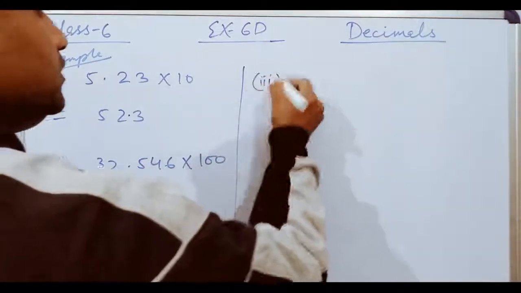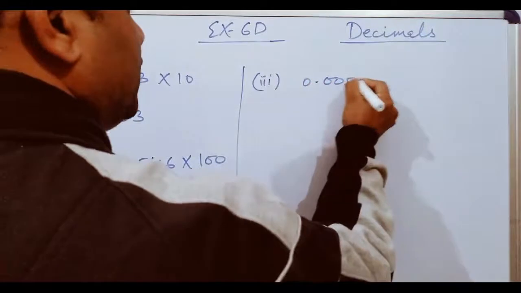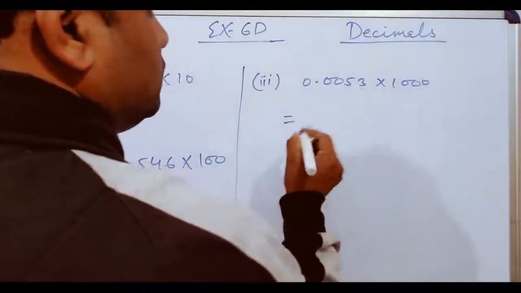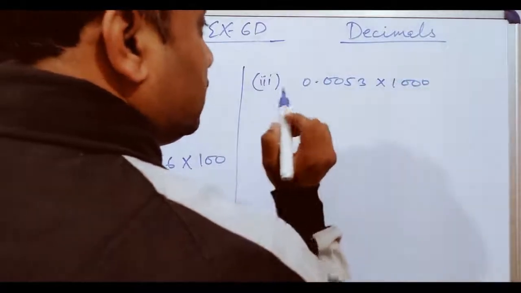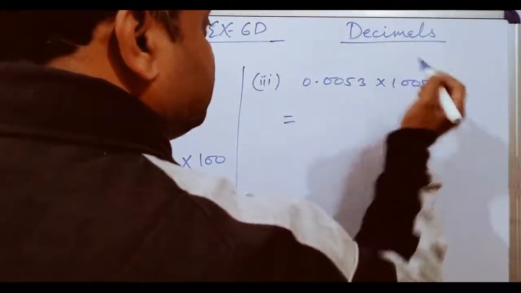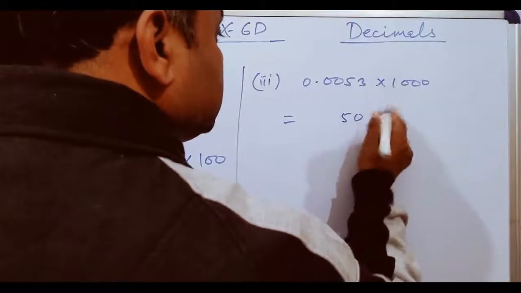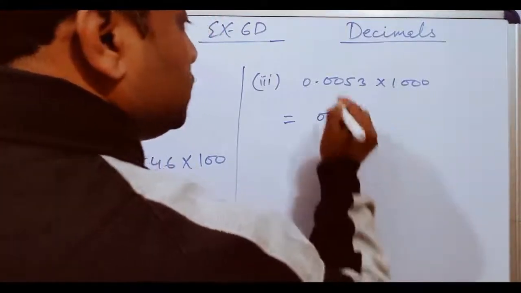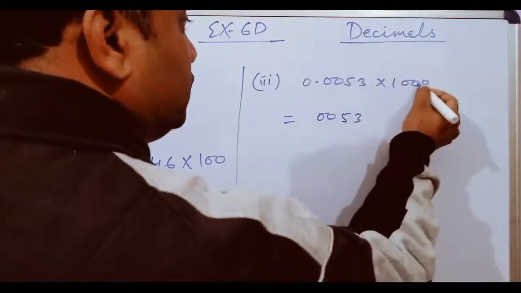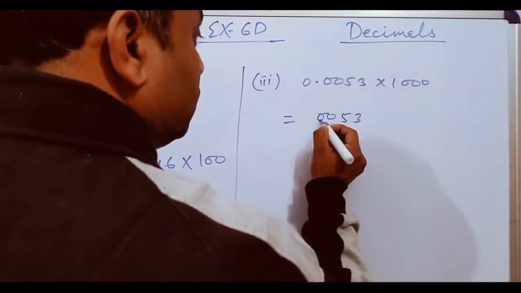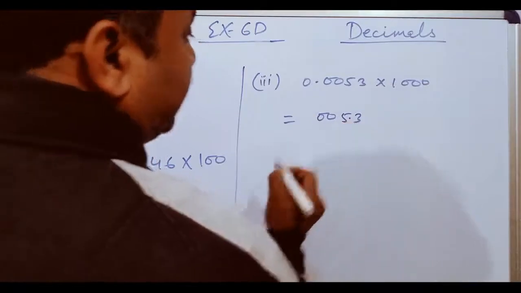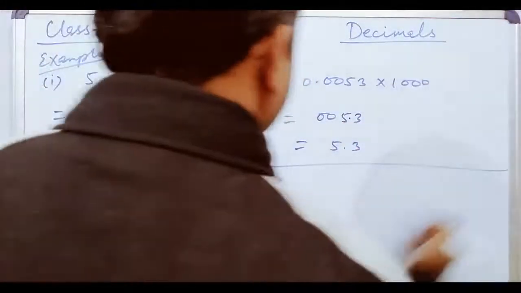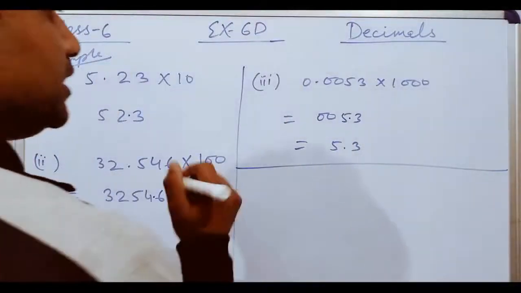Third example, 0.0053 into 1000. When you have to multiply by 1000, you write down 0.0053. So count 1, 2, 3, 1, 2, 3. Yep, after 1, 2, 3 on the right side you put the decimal. Now it is 5.3. Okay, dear students, so this is the multiplication.